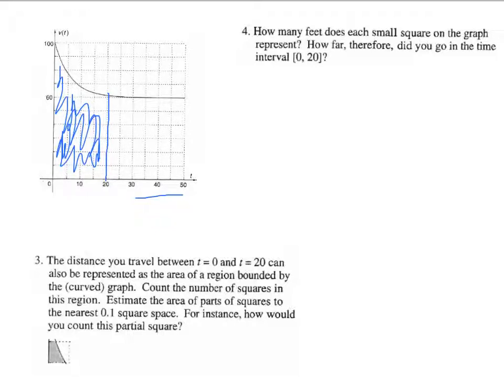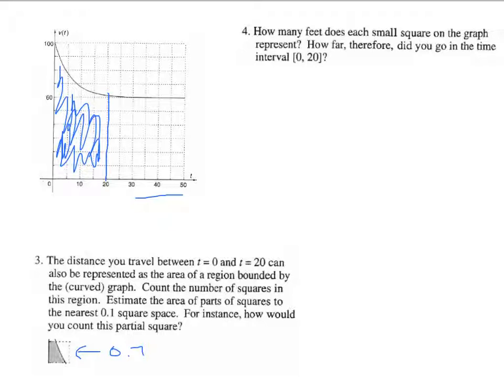Well, the author is suggesting that we count the number of squares in the region, and certainly you could estimate parts of a square, such as the example he has here. I might estimate this right here to be, say, 0.7 of a square, maybe 6 tenths of a square, depending on how you want to do that. All right.